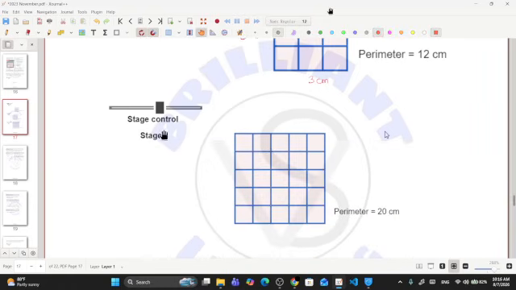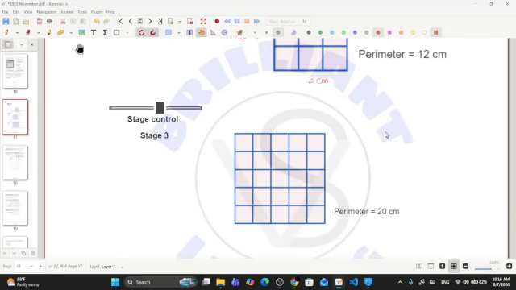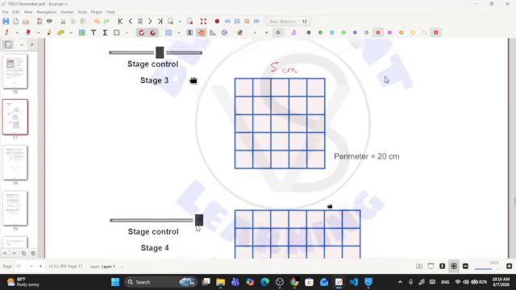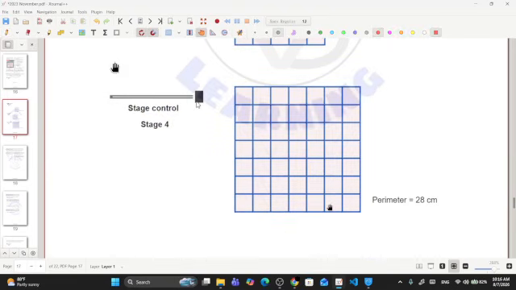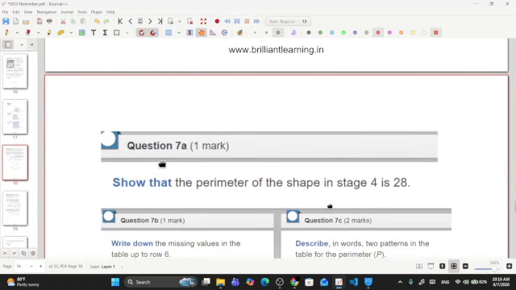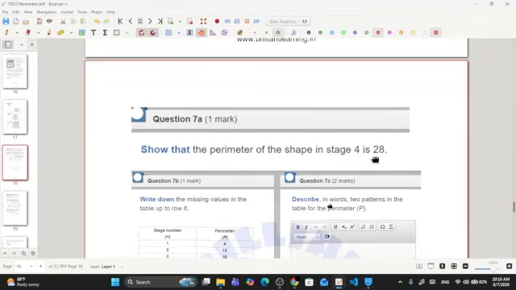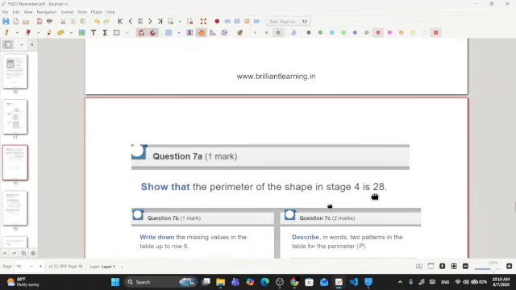And the same thing is happening here again. This length is going to be 20 centimeters, so each length is 5 centimeters. And lastly, since the final perimeter is 28 centimeters, each length is 7 centimeters. This is what we know about the 4 stages. Show that the perimeter of the shape in stage 4 is 28.